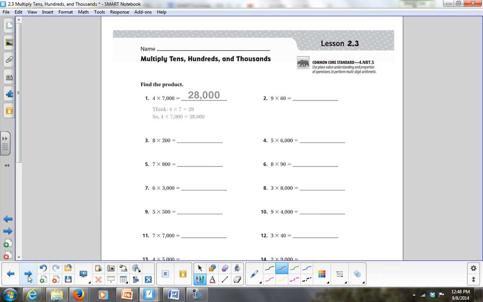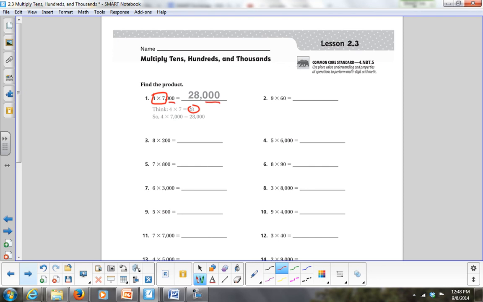All right, so that's basically it for this lesson. It's really not that hard. Here is your homework for tonight, lesson 2.3. So we're going to find the product. So like in the example for number 28, I have 4 times 7. So here's my basic fact. What is 4 times 7? It's 28. Okay. So basically if I added 3 zeros here, I'm going to add 3 zeros here.